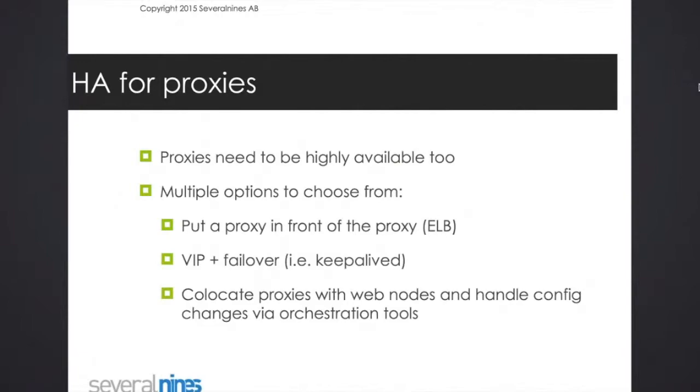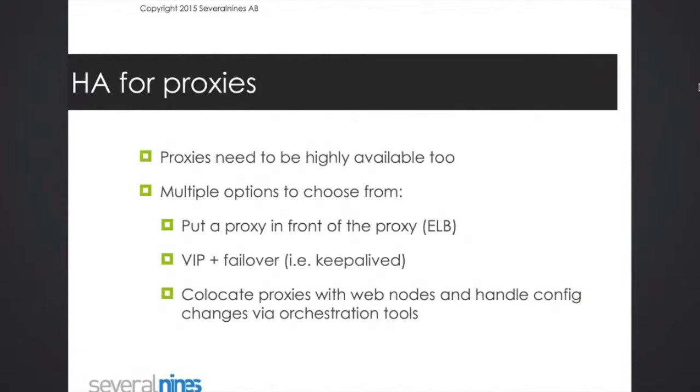Having a proxy is fine, but the proxy layer also has to be highly available. There are a couple of options that we can choose from. For example, we can put a proxy in front of the proxy, so we can proxy the request to the proxy. And it works really nicely as long as the proxy that we put in front is itself highly available. This is true for Elastic Load Balancer in Amazon Web Services, where it's a service, you just create it. You can put your proxies as backend nodes to the ELB, and that's it.